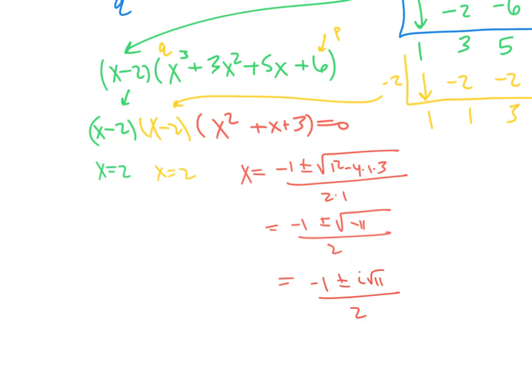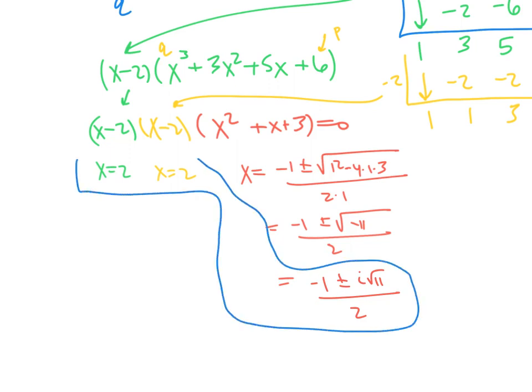So I have how many answers? Well, we have x equals negative 2 and x equals negative 2. Yes, that's only one answer, but it counts for 2 because we got it twice. And then we have negative 1 plus i root 11 over 2 and negative 1 minus i root 11 over 2. So we have 4 answers, but some of them are just repeat answers.